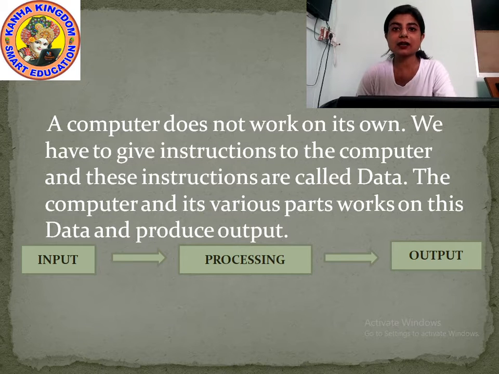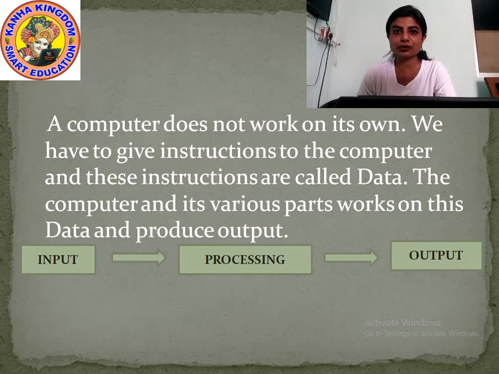D-A-T-A. Data. A computer does not work on its own. Why? Because it is a machine. It is not a human being. It cannot work on its own. We need to give instructions to the computer to work, and the instructions that we give to the computer are known as data. The computer and its various parts work on this data to produce output.